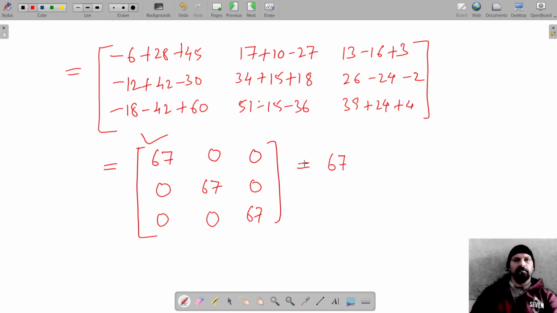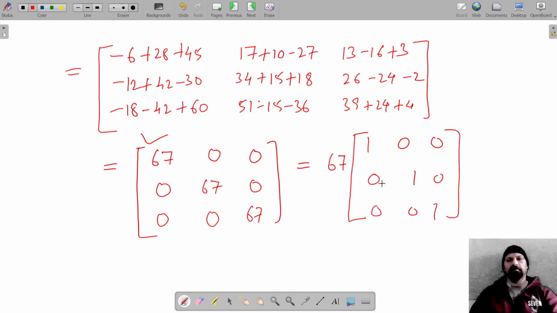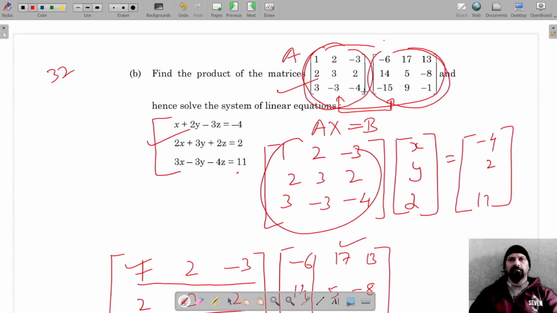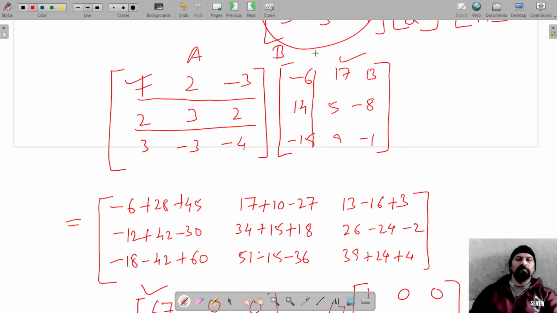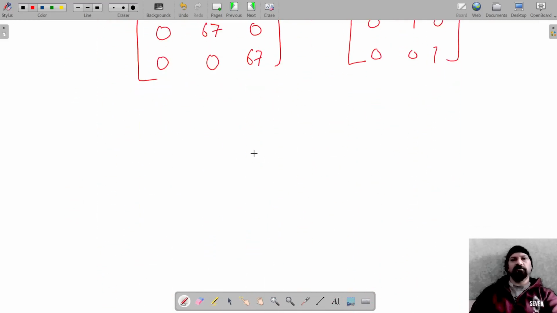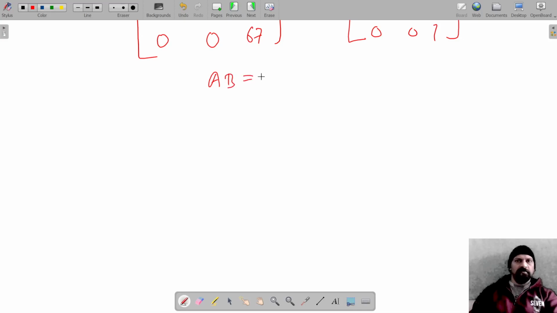So this 67 is common. And now it's 1, 0, 0, 0, 1, 0, 0, 0, 1, which is an identity matrix. So we have got the product of this A, and let's say the other matrix was B. So A into B is equal to 67 into the identity matrix. And I can write it as, let's shift 67 to this side, so 1 by 67 into A into B is equal to the identity matrix.